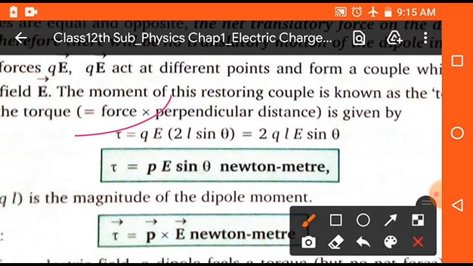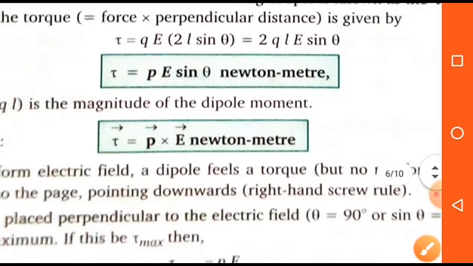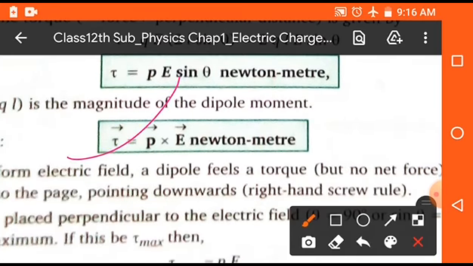So on putting the values we get 2QlE sine theta, and we know that p is equal to Q into 2l. So tau is equal to pE sine theta, and we know that when multiplied by sine theta it becomes a cross product, and on removing the sine theta we use the cross sign. So the required value of torque will be tau is equal to p cross E. So this is the required derivation.